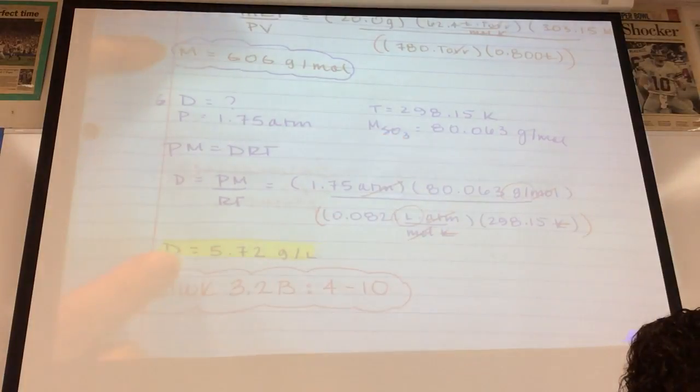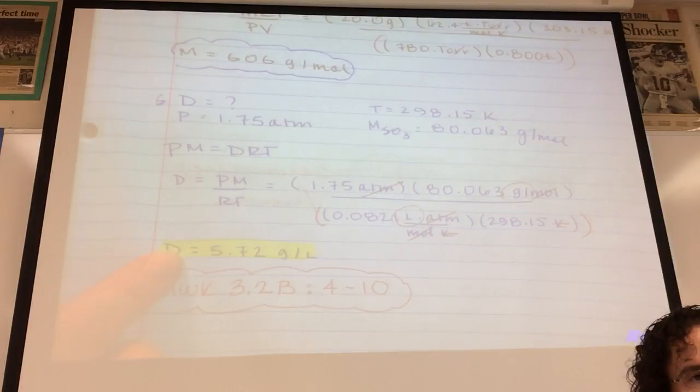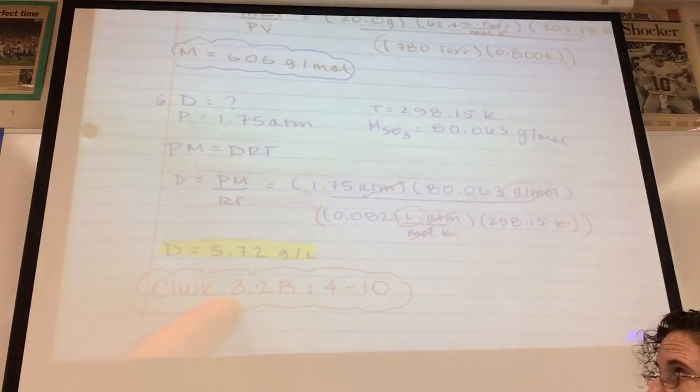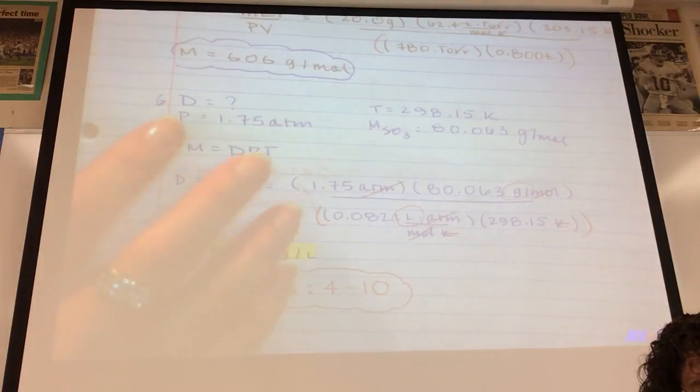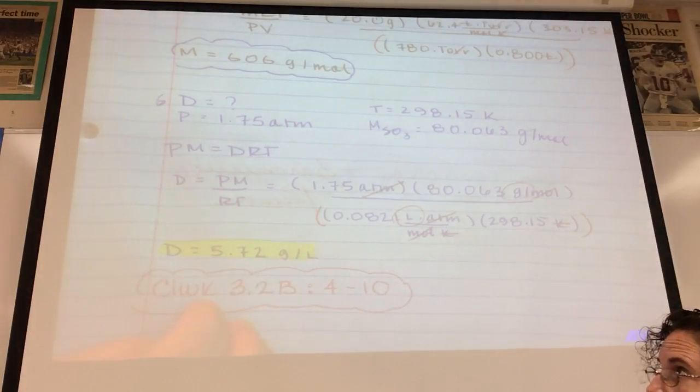So here's 5, here's 6. We still have quite a bit of time before the bell rings and before Beauty 101 starts and everything else. Classwork 3.2b, 4 through 10, and I want to get your quizzes back to you. So 5 and 6 should be done.